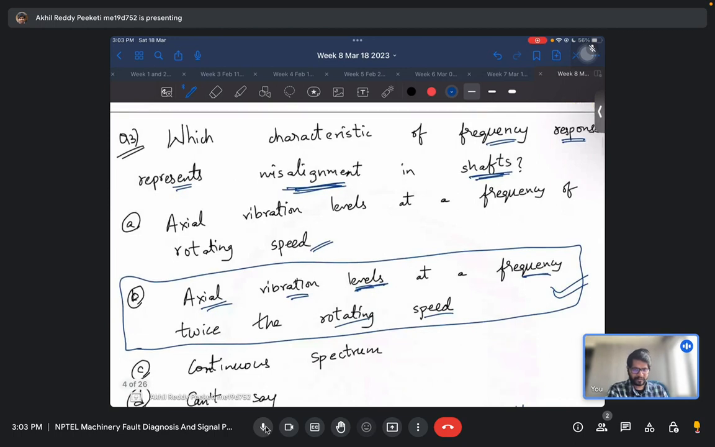And the best way to identify this presence of misalignment is to look for the vibration levels at a frequency twice the rotating speed in the axial direction. So if there are these axial vibrations when you are checking using an accelerometer at a frequency twice the rotating speed, then you can say that there is misalignment in the shafts.